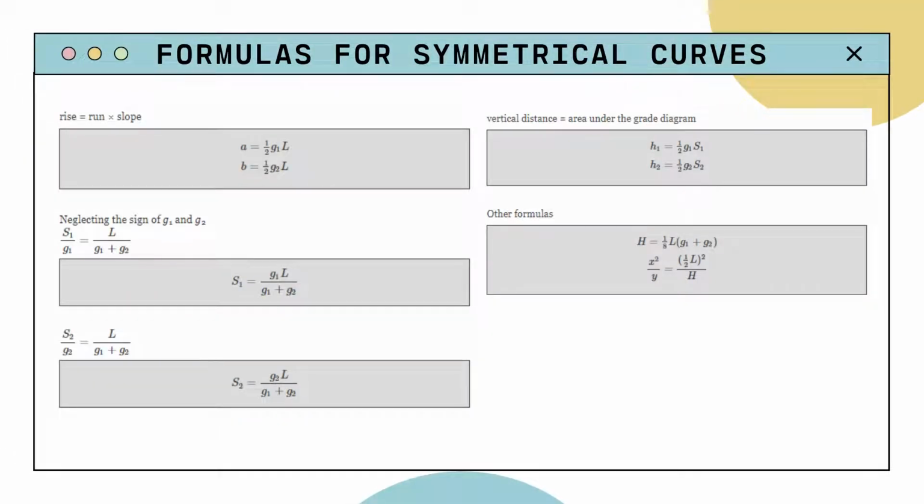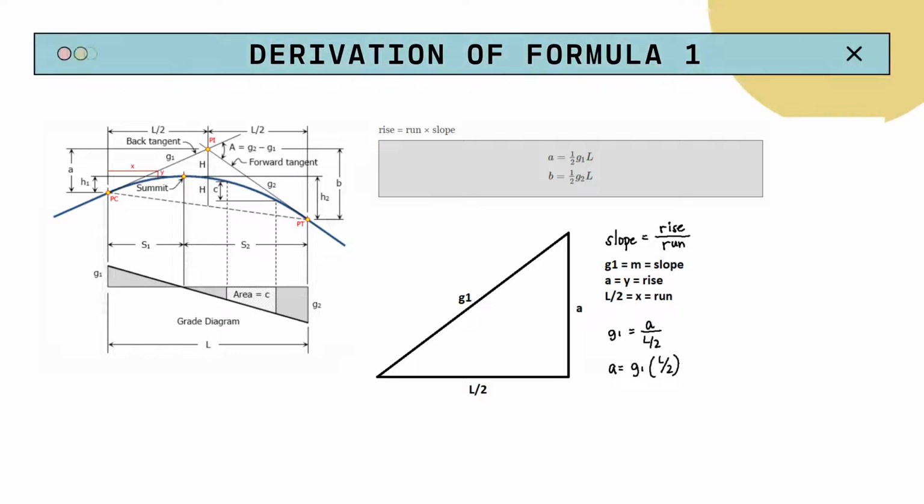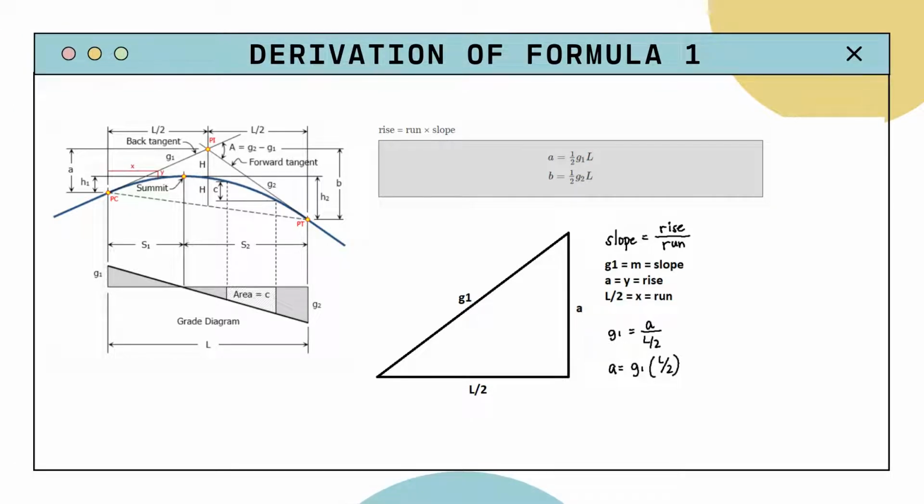With a symmetrical curve, given here are some formulas that can be used for a symmetrical parabolic curve. We will be deriving each formula here in the next few slides. For the first formula, we have A equals 1 half G1 times L and B equals 1 half G2 times L. Here we use the concept of slope equals rise over run in order to get the formula.